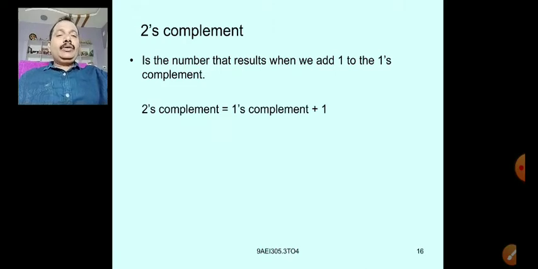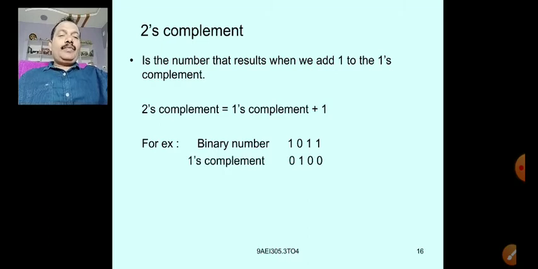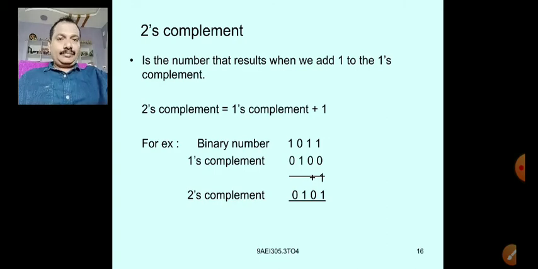That means 2's complement equals 1's complement plus 1. For example, let us take the binary number 1011. First you make 1's complement, you will get 0100. Add 1 to that. You will get 0101. So this is the 2's complement value of that binary number.